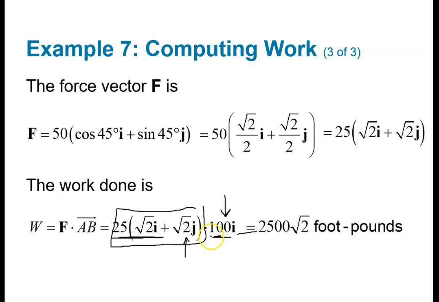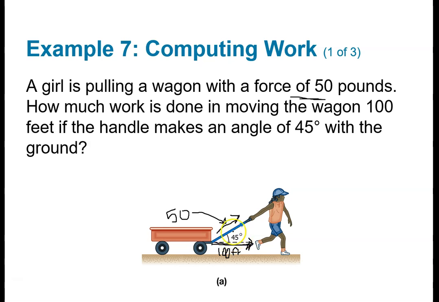So anyway, that is the computational work. It is a dot product. I could have, from the picture even, just taken the cosine of the 45 times the 50 and multiplied it by the 100 right from there, because it's just the part of the force that's in the direction that we're moving. And since that's adjacent to the angle, that's the cosine of the 45 times the 50 pounds.